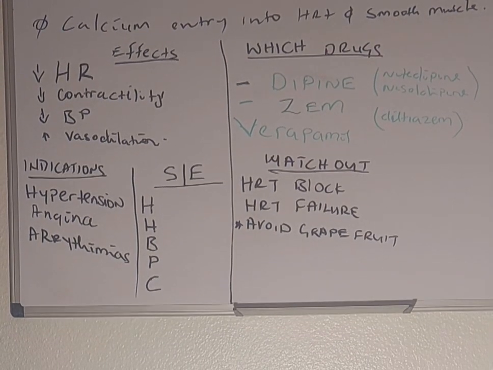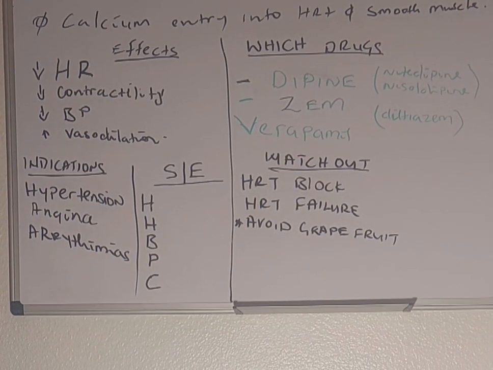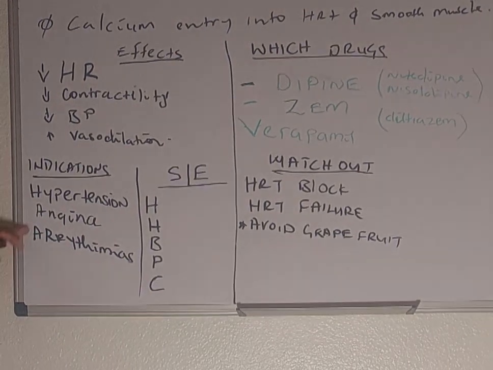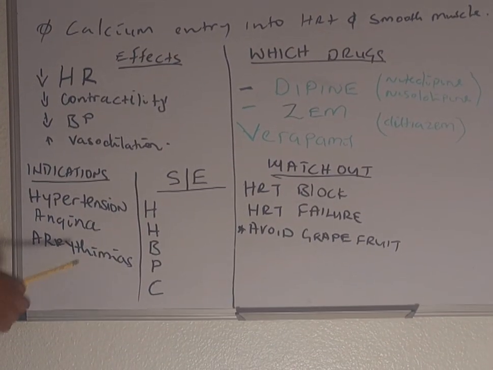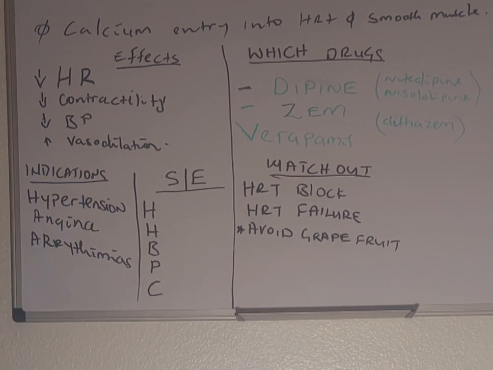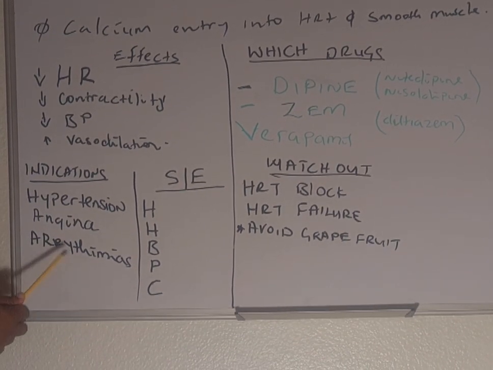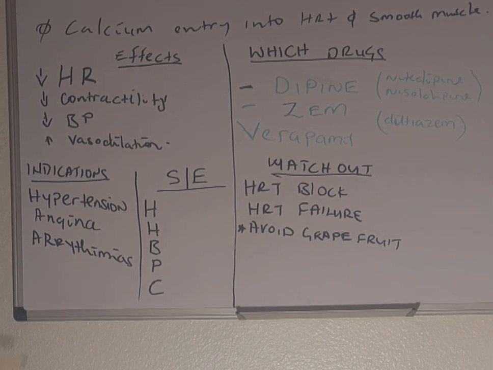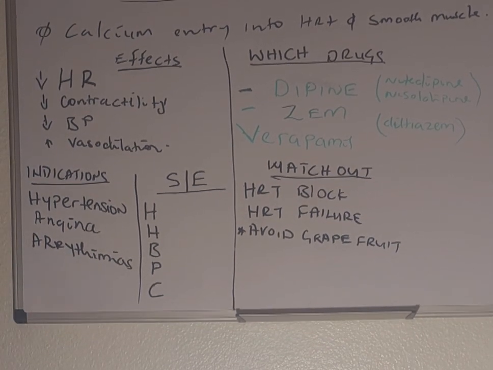Okay. So what are the indications? Which patients do we give these drugs to? Hypertension, and angina, because these drugs are going to reduce the oxygen demand of the heart, so they are used to treat angina. They are also used to treat arrhythmias, especially the atrial arrhythmias.